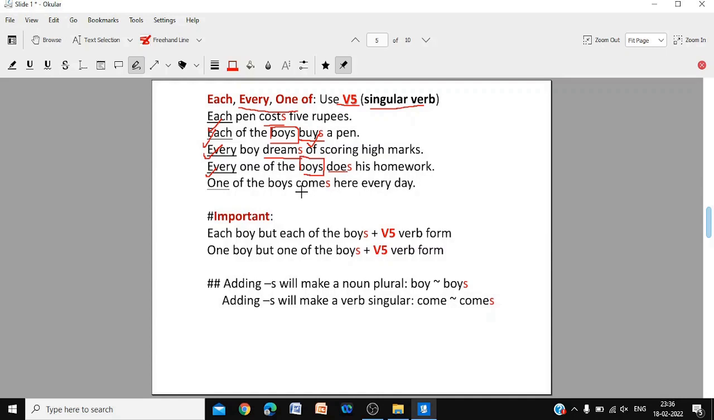One of the boys comes. One means singular, comes, V5. We say each boy, but each of the boys, but always a V5 form. One boy, but one of the boys, but still we use V5 form, that means with S. So that's the difference between V1 and V5. And the special case: each, every, one of must always be followed by a singular verb, V5, ending in S, like comes, goes, reads, walks.